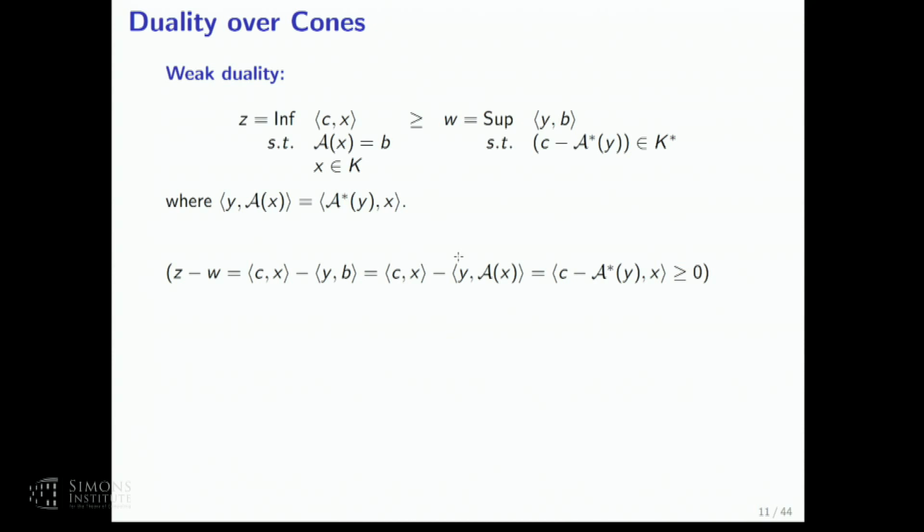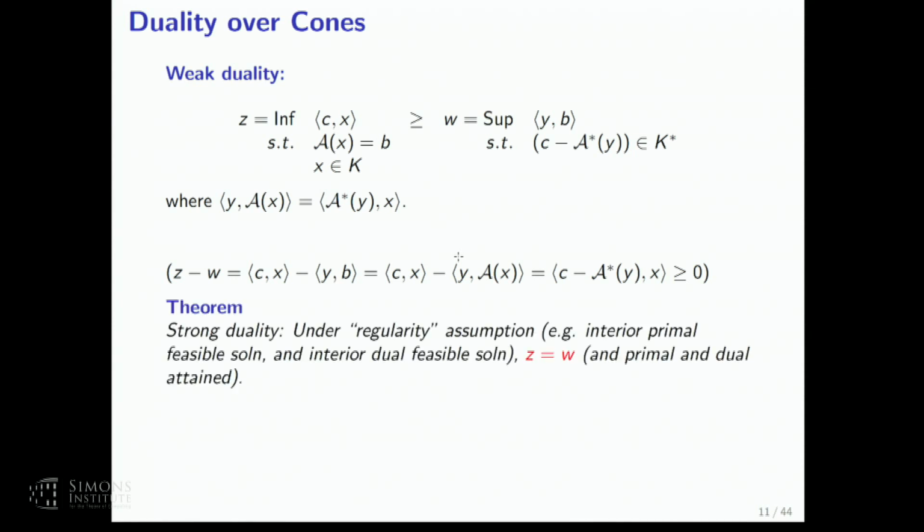So let's look at weak duality. Why is Z at least W when X satisfies this and Y satisfies that? It's very simple. Z minus W is CX minus YB. So it's CX minus, for B, I can replace it by AX. And now I can rearrange it. I can say that this is A star Y times X. So that's C minus A star Y times X. And now, and that's the key, I have an element of K and an element of the dual, and so that's non-negative by definition.